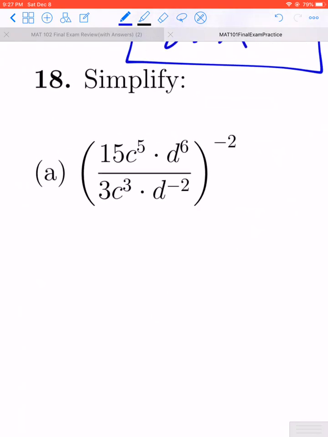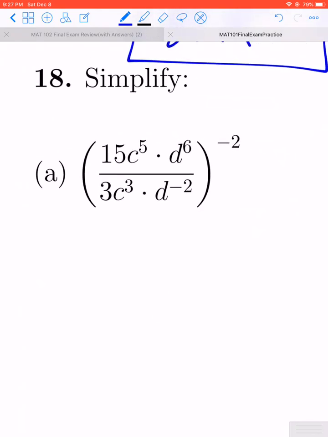Take a look at number 18. We want to simplify this. Again, we should probably work on order of operations first. Let's do what's in the parentheses. 3 can go into 15 5 times. I had 3 powers of c in the denominator. Those will cancel with 3 powers of c in the numerator. So I'm going to be left with a c squared. Again, that's just 5 minus 3, which would be c to the second.